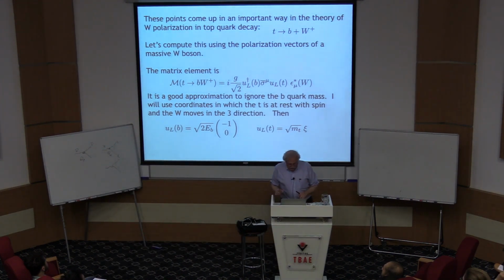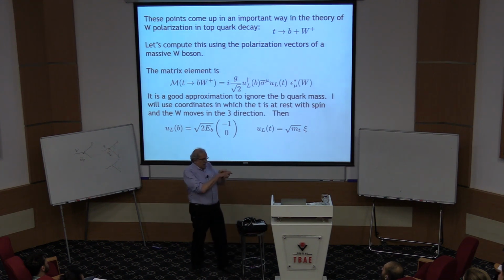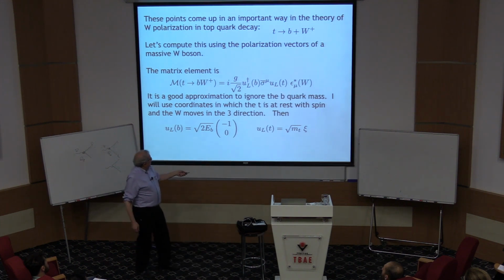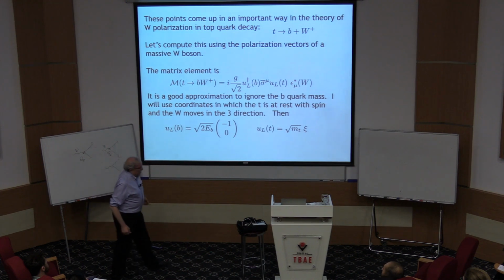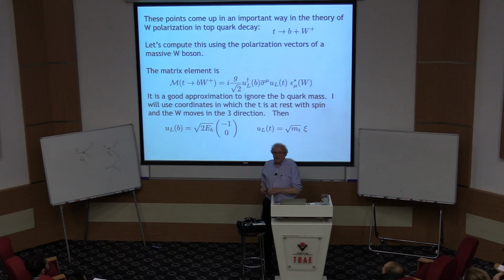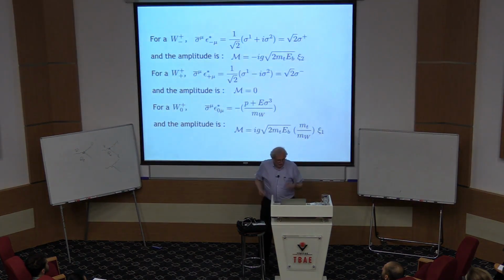An interesting, so let's choose a coordinate system where the top quark is at rest. We'll think about the W moving in the 3 direction, and the top quark spin is in some arbitrary direction described by a 2-component spinor called xi. And here are the spinors that go into that formula. And the sigmas are some matrices that you can find in chapter 3 of my book. So you just plug in everything, and here's what you get.